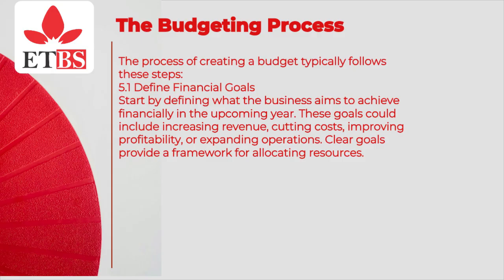5.5 Allocate resources. Once you have a clear idea of income and expenses, allocate resources to different departments and business functions based on priorities. Ensure that essential areas like operations, sales, and marketing have adequate funding. 5.6 Monitor and adjust. Once the budget is implemented, it's crucial to track actual performance against the projected budget, monitor variances, and adjust the budget as needed to ensure that the business remains on track.